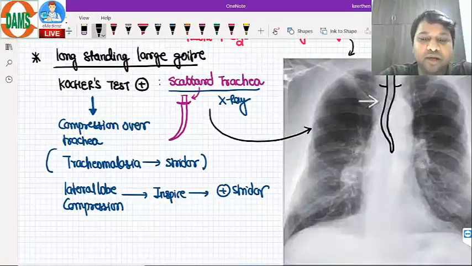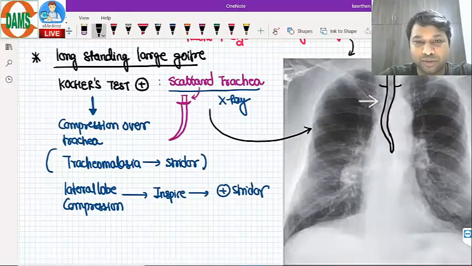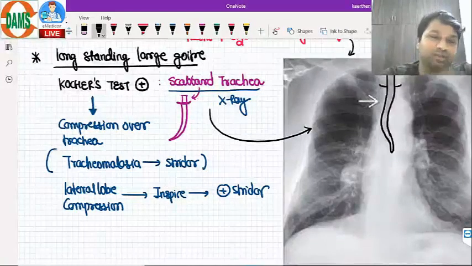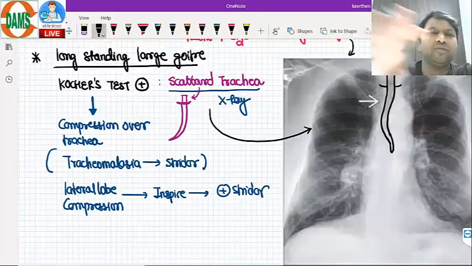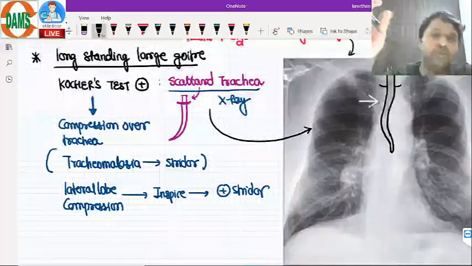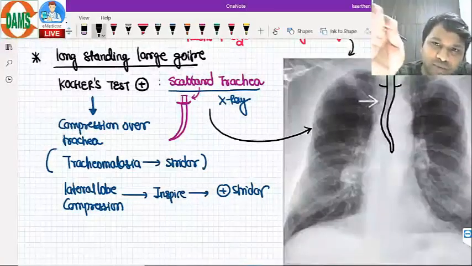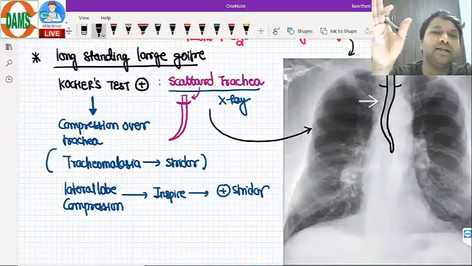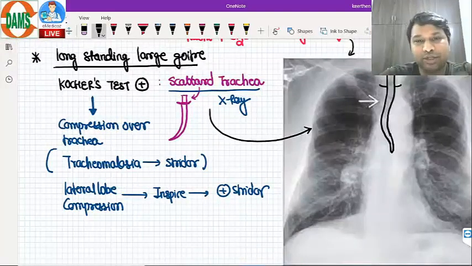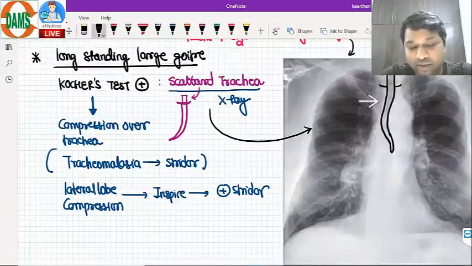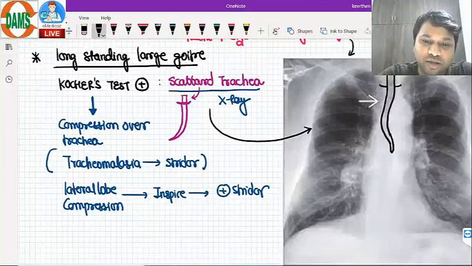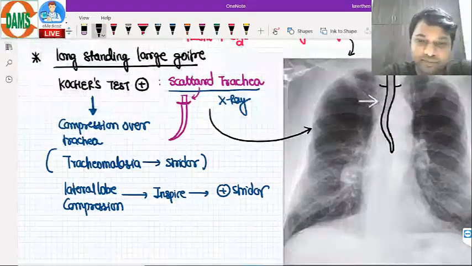Alright. But a Kocher test is done by asking the patient to sit on a round stool. You will compress the lobe from one side. If, let's say, the majority of the enlargement is on the right lobe, you push the right lobe a bit more, from lateral to medial side, and the trachea will get compressed. On compression, you ask the patient to inspire and it will produce stridor. And presence of stridor during inspiration is a positive Kocher test. Okay.